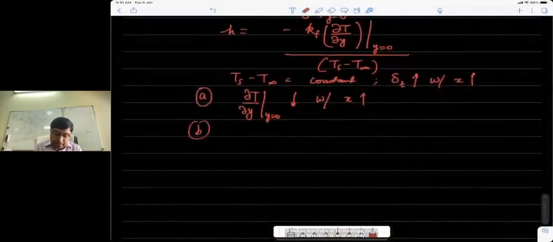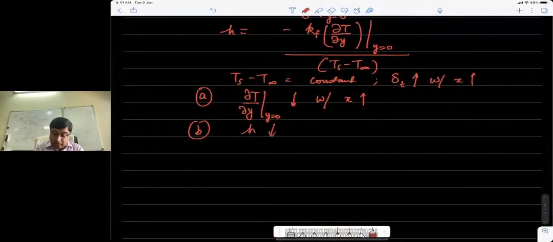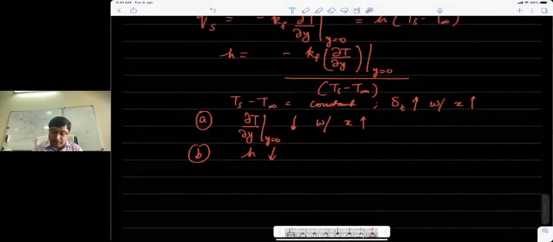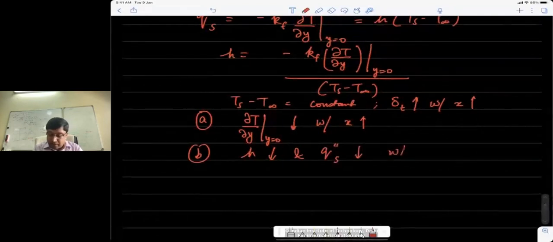The second part is that because dT/dy is decreasing, h will decrease now. If you see this equation, dT/dy is decreasing, k is a constant, Ts minus T infinity is a constant, so h will decrease, and so will the local heat flux with increasing x. So the heat transfer coefficient will go from a maximum to a decrease, and then something else will happen, which I'll show you maybe today or in the next class.